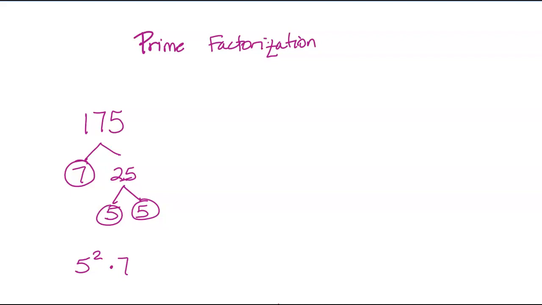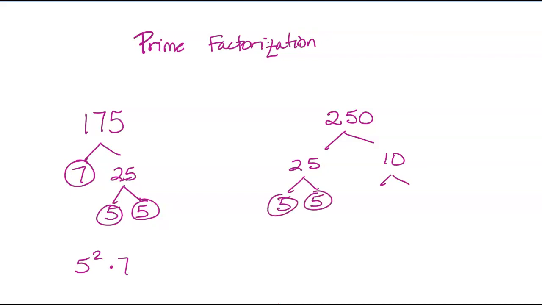Okay, let's say that you have another number that's 250. All right, we're going to do the same thing. The easiest thing is to do 25 times 10. Both these are composite, so they both get a stem. And this is going to be 5 times 5. They're prime. And this is 2 times 5. Okay, listing this out, I have 2 to the first times 5 to the third.